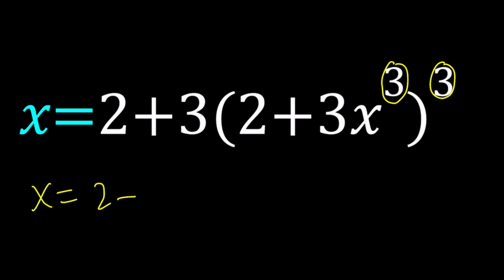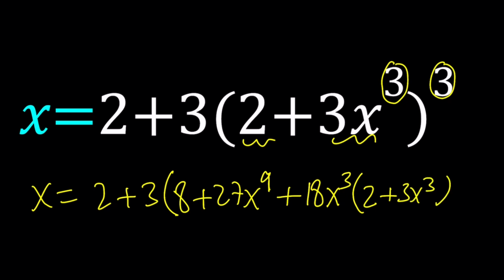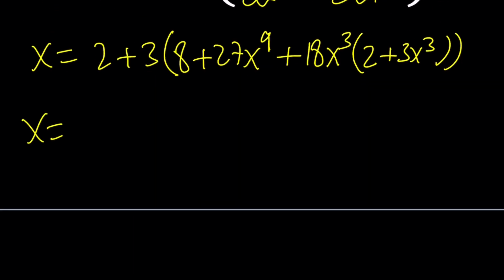We're going to have this 2 plus 3 times... Now if you cube that, I'll usually cube a plus b like this: a cubed plus b cubed and then plus 3ab, that's going to be 18 x to the third multiplied by a plus b. All right, and of course the whole thing must be multiplied by 3. Let's go ahead and expand it.